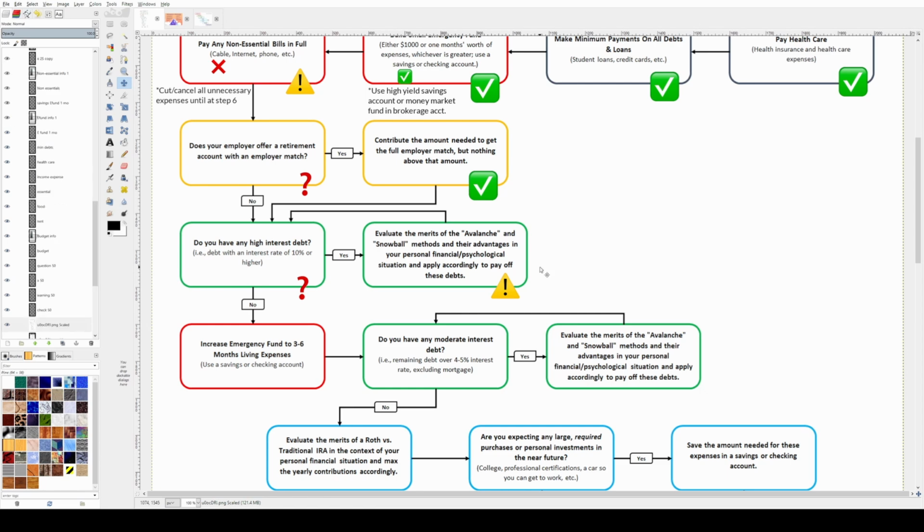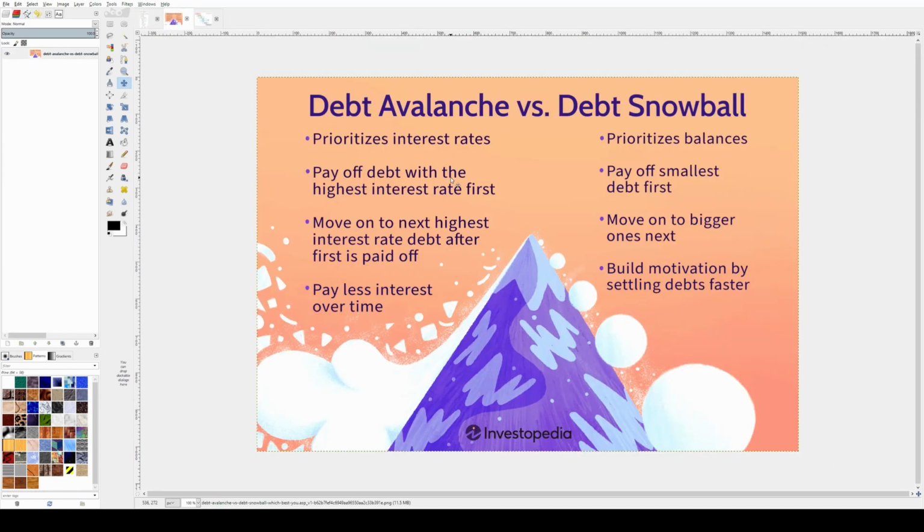Now, I have a warning symbol here because this is probably the biggest issue I have potentially with this flowchart. And to get to that, we'll have to define what these avalanche and snowball methods are. So the debt avalanche is effectively prioritizing interest rates when you pay down your debts. So in this case, you'd pay off debt with the highest interest rate first, and then after that one's completely paid off, move on to the next highest interest rate after that.